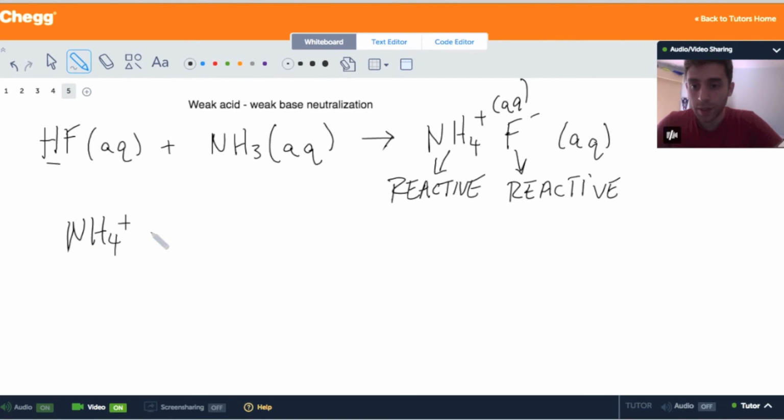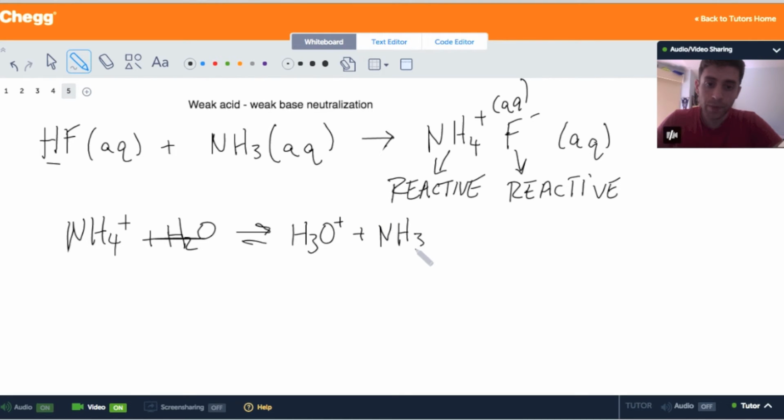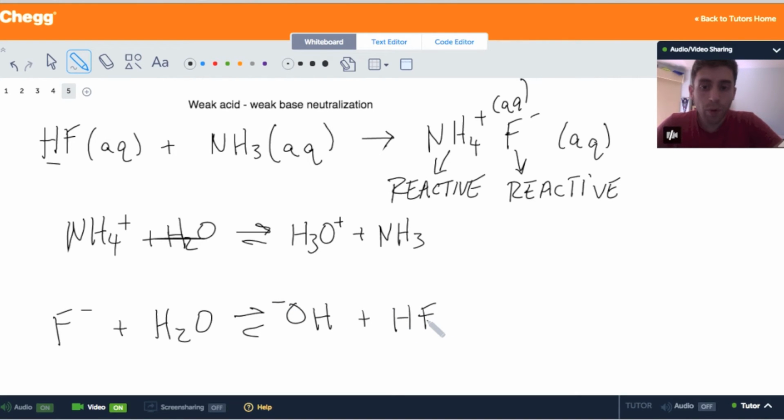We'll have NH4 plus H2O to give H3O plus ammonia. And we'll also have F minus reacting with water to give OH minus and hydrofluoric acid. So both of these species are going to react with water to give hydrogen ions and hydroxide ions. So what's the pH? Well, here we have to look at the Kb's and the Ka's of both species.